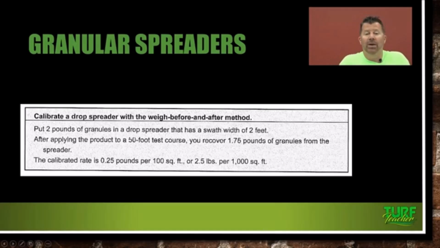Calibrate a drop spreader with the weigh before and after method. Put 2 pounds of granulars in a drop spreader that has a swath width of 2 feet. So here we have a different width, guys. After applying the product to a 50-foot test course, you recover 1.75 pounds of granulars from the spreader. The calibrated rate is 0.25 pounds per 100 square feet, or 2.5 pounds per 1,000 square feet.